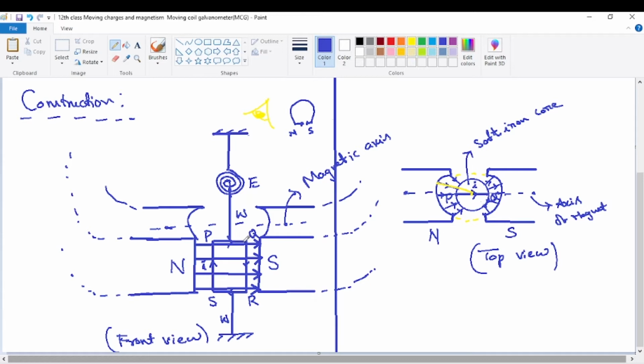Now the purpose of a soft iron core is that it increases the magnetic field very strongly, almost 1,000 times, not just 100 or 200 times, but 1,000 times. Due to this, the deflection of the coil will increase many times, almost 1,000 times. That's why the moving coil galvanometer is extremely sensitive. Even 10 power minus 9 amperes, that means 9 digits after the decimal point, 0.00000 like that, even 10 power minus 9 amperes shows a huge amount of deflection. That's the sensitivity of a moving coil galvanometer.